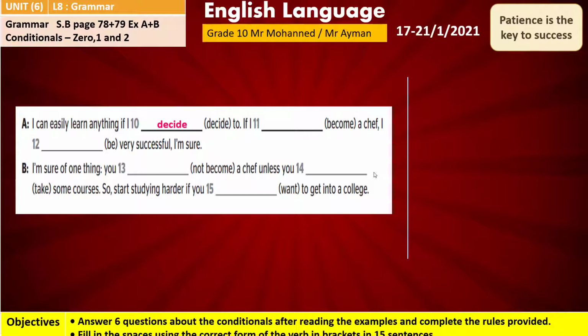So it is decide. If I become a chef, I will be very successful, I am sure. This is also the first conditional. I am sure of one thing: you won't become a chef unless. Unless, dear students, is used instead of if not. So this is the first conditional.